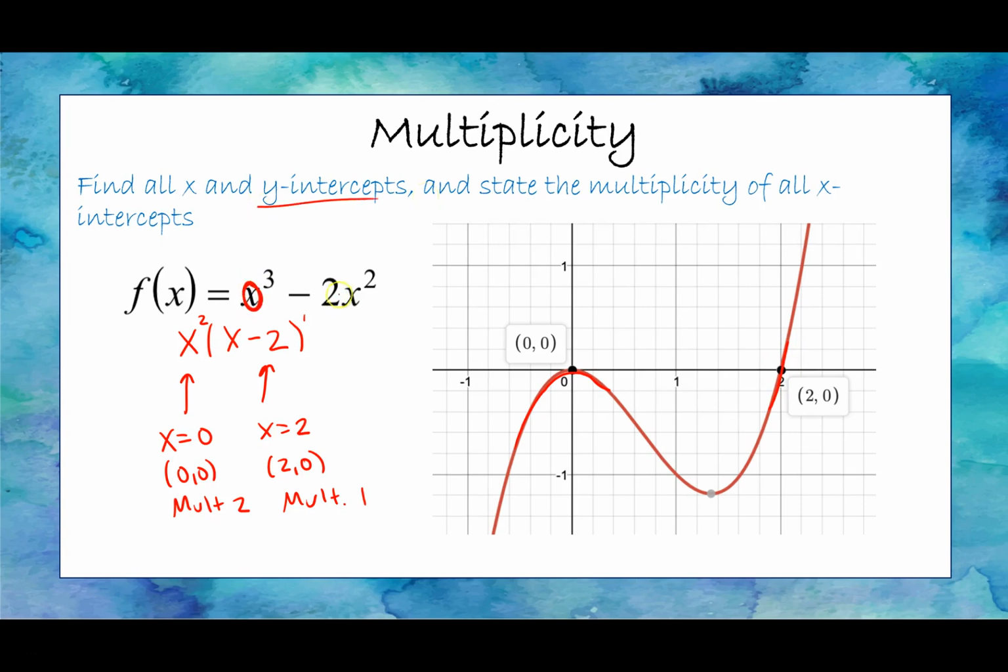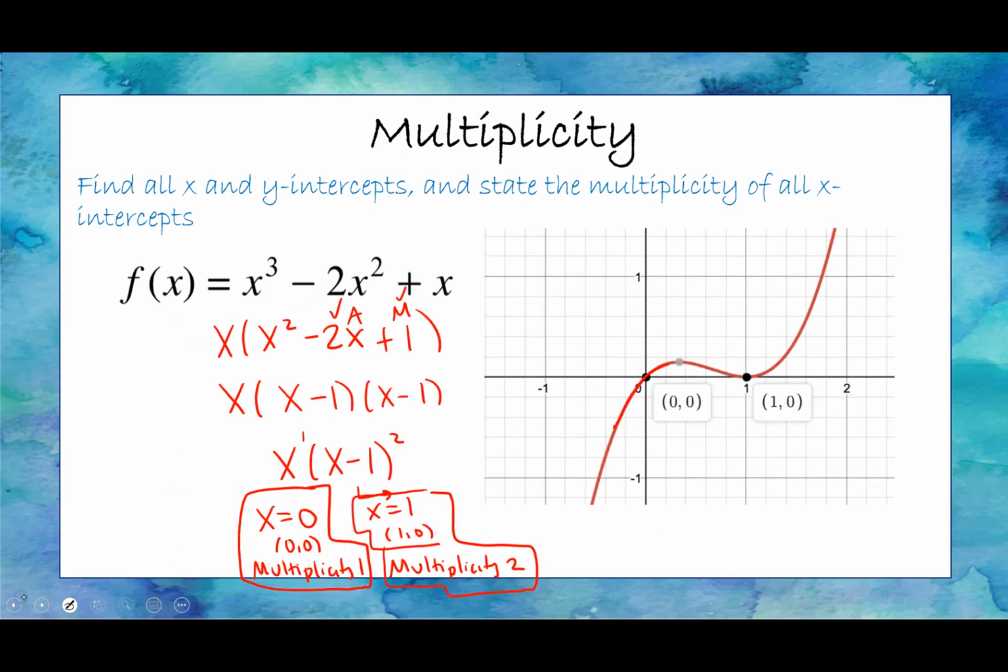Now, I did forget to find my y-intercept, so let me just do that real quickly. That's me plugging in 0 for x, and I get 0, 0 as my y-intercept. And going back to the last problem, I think I forgot that as well. Here, plugging in 0, I would get the coordinate 0, 0 as my y-intercept, which, looking at the graph, you can see that that is true.